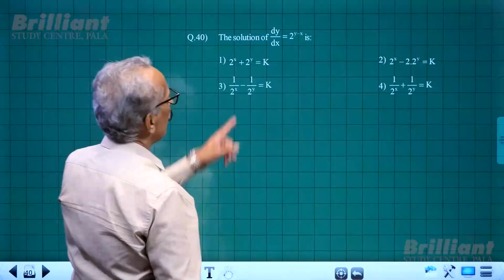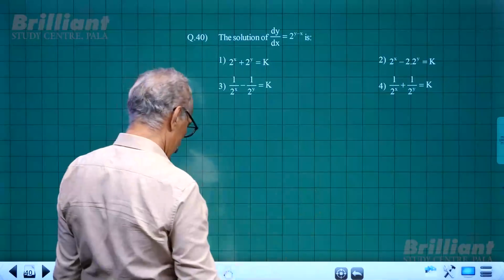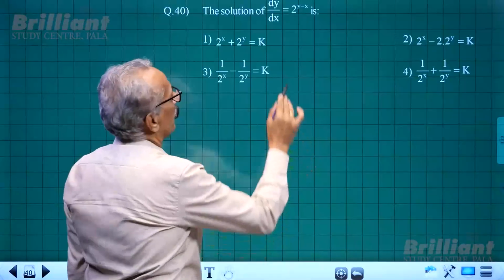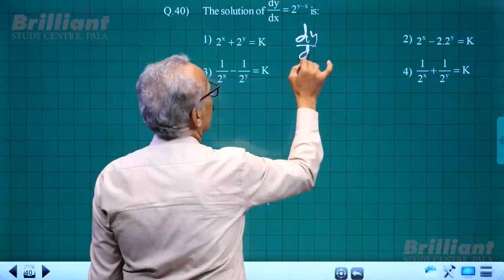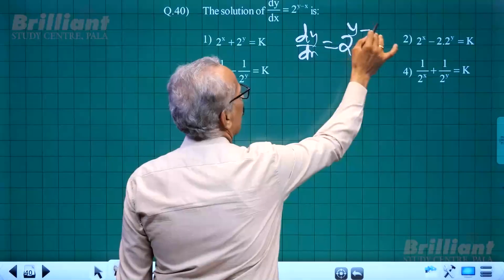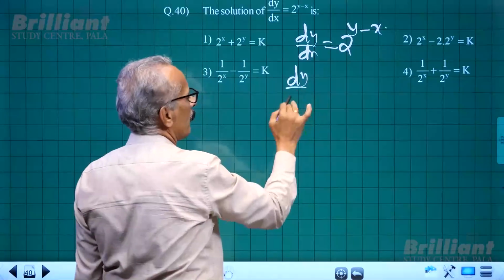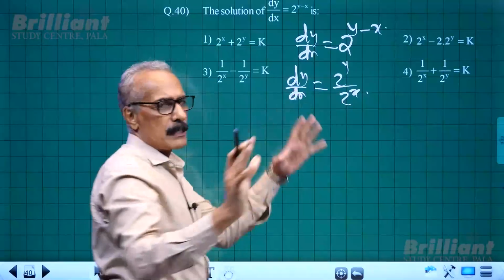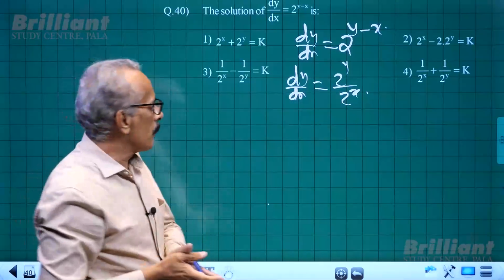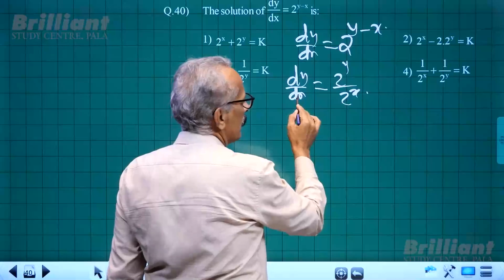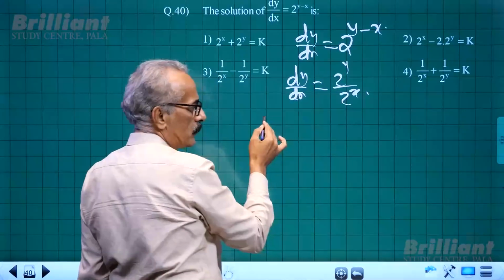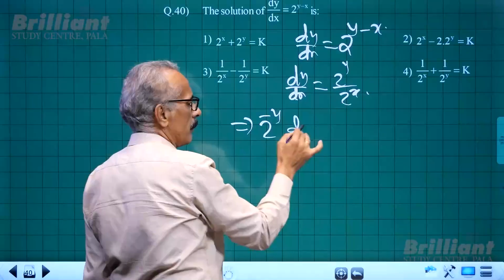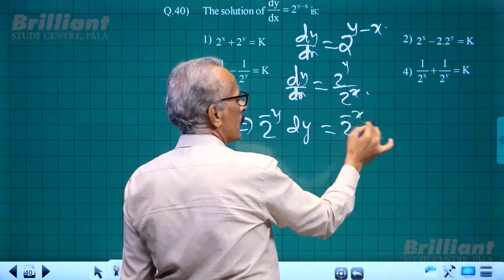Next, the solution of the differential equation. Variable separable, you may be knowing it. This is dy by dx equal to 2 to the power y minus x. We write dy by dx is equal to 2 raised to y by 2 raised to x. Variable separable means the variables can be separated. So this dx should be given to this. To bring this 2 raised to y to the left side, what do you get? 2 raised to minus y dy equal to 2 raised to minus x dx.